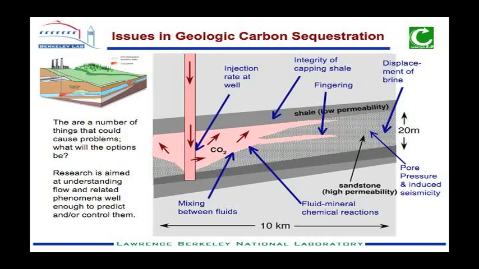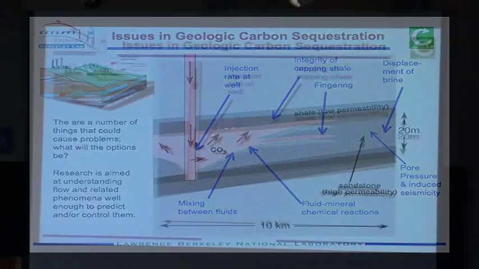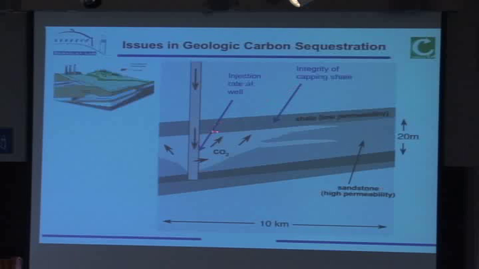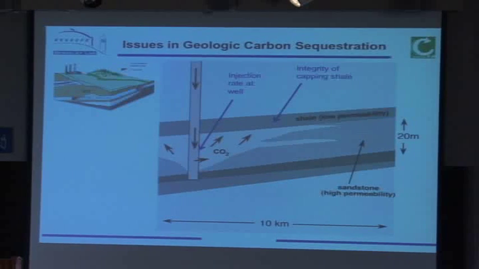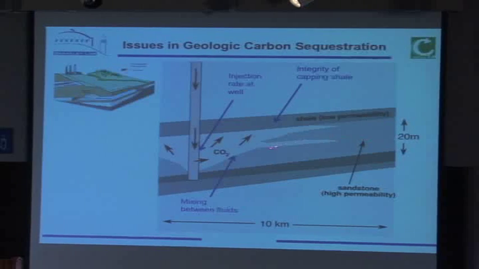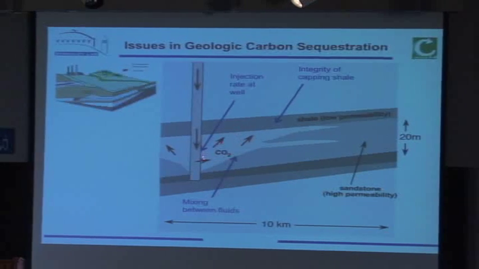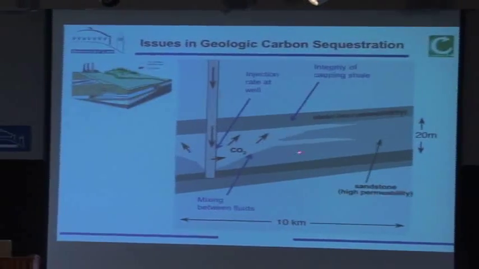Anyway, as you pump the CO2 in, you're worried about the injection rate at the well. Can you actually force the CO2 into the formation? How much overpressure is necessary? Will it plug itself up at some point? Is the capping shale integral? There could be fractures through it. It could be discontinuous, and this could cause you problems. And there's a question of how well you can characterize that ahead of time. Mixing between the fluid chemistry where you've got the CO2 is going to be different than where you haven't pushed it yet. And along the boundary, there's a lot of chemistry going on.